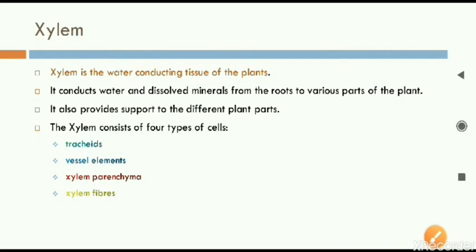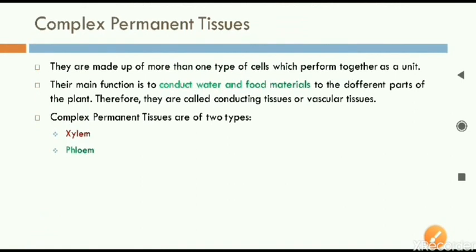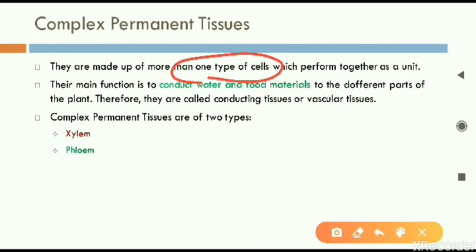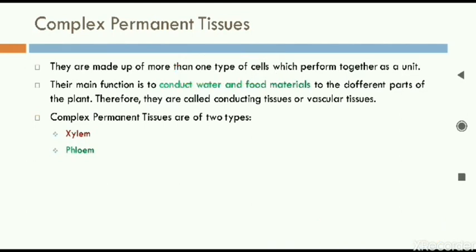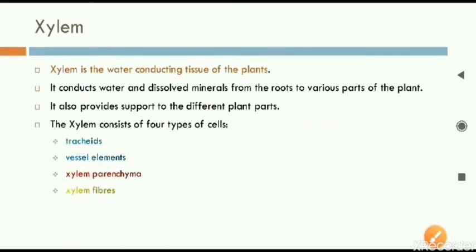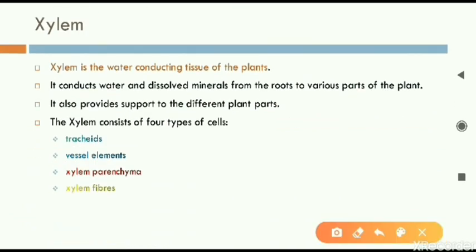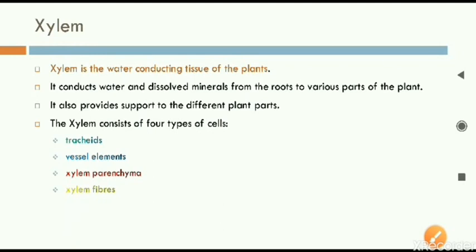Next, the xylem cells. In the last part we have seen these are complex permanent tissues. Why are they called so? Because different types of cells are working together. So in xylem, let us see what those different types of cells are. In the xylem, there are four types of cells. First is called tracheids. Second one is called vessel elements. Third one is called xylem parenchyma, and the fourth one is called xylem fibers. These names of the types of xylem you have to learn.